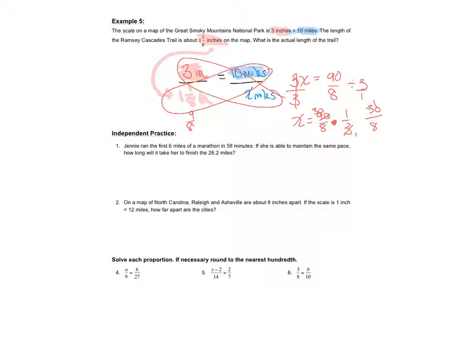Oops, I can simplify this as well. Divide both by 2, I get 15 over 4. So 15 over 4 miles, or we can change that to 3 3/4 miles, or 3.75 miles. Any of those are okay.